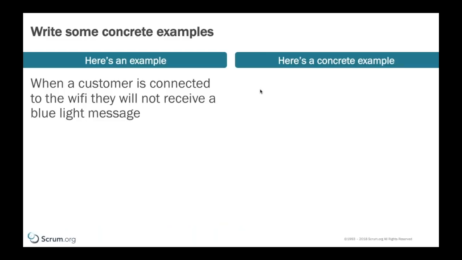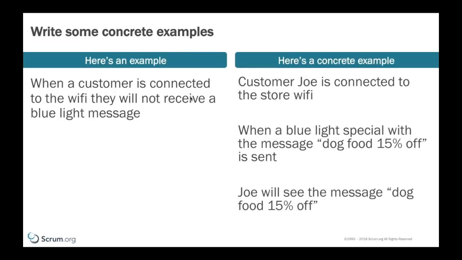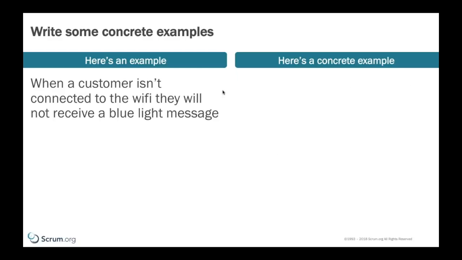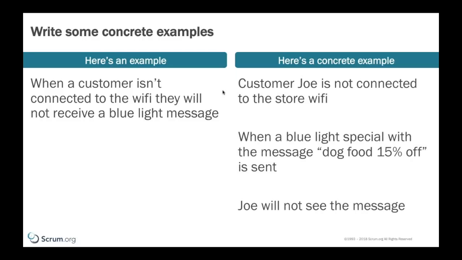Now, here's an example. When a customer is connected to the Wi-Fi, they will receive a message. My mistake. Here's a more concrete example. Joe is connected to the Wi-Fi. When the Blue Light Special is offered, Joe will see the message, 15% off. There's a difference between an example and a concrete example. An example is just a collection of words. A concrete example, on the other hand, gives you a role-based scenario, most likely, and very specifics on that. Here's another one. The customer isn't connected to the Wi-Fi. They will not receive a Blue Light message. Joe is not connected to the Wi-Fi. When the message so-and-so is sent out, Joe will not see the message.